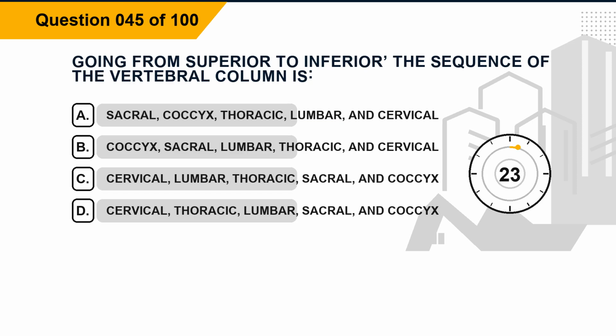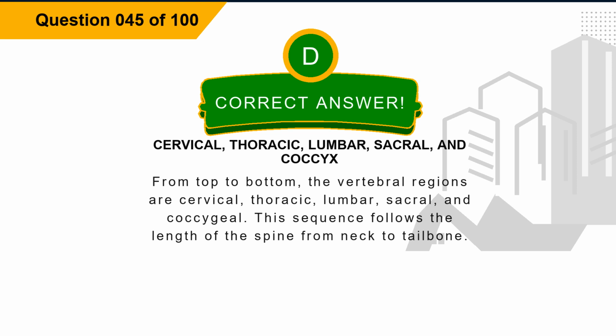Question 45. Going from superior to inferior, the sequence of the vertebral column is: Option A, sacral, coccyx, thoracic, lumbar, and cervical. Option B, coccyx, sacral, lumbar, thoracic, and cervical. Option C, cervical, lumbar, thoracic, sacral, and coccyx. Option D, cervical, thoracic, lumbar, sacral, and coccyx. The correct answer is option D, cervical, thoracic, lumbar, sacral, and coccyx. Explanation. From top to bottom, the vertebral regions are cervical, thoracic, lumbar, sacral, and coccygeal. This sequence follows the length of the spine from neck to tailbone.